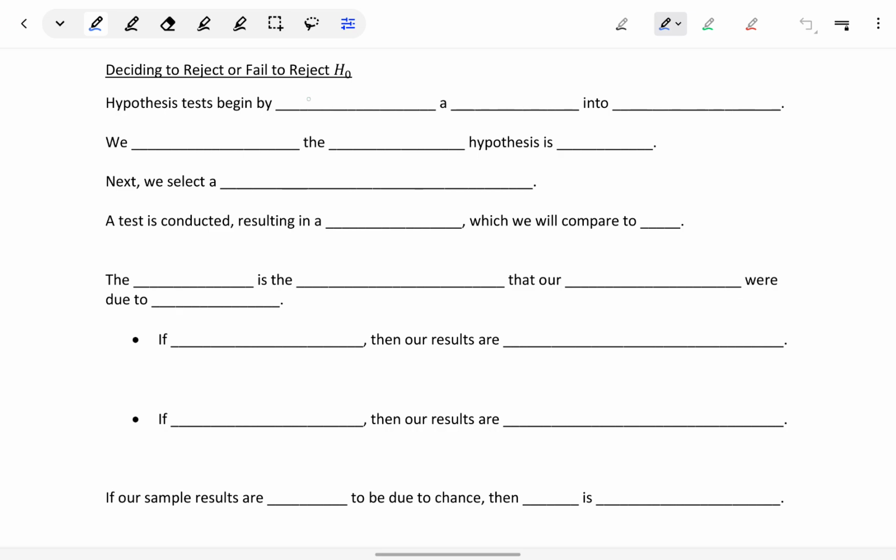Hypothesis tests begin by translating a claim into our two hypotheses. At the start of every test, we assume that the null hypothesis, H sub 0, is true, regardless of whatever else we see or believe. We start with that assumption.